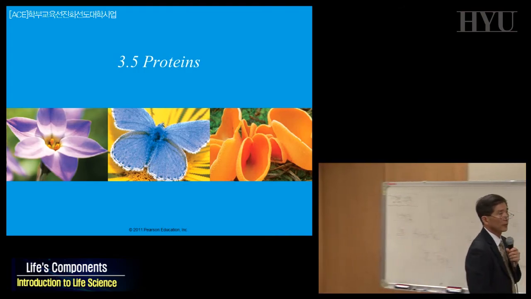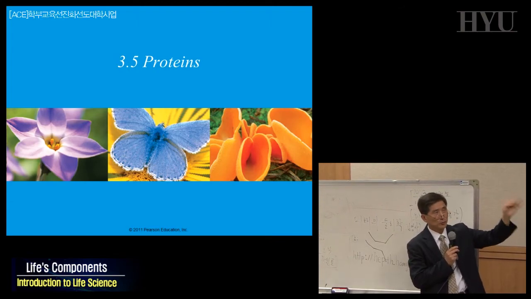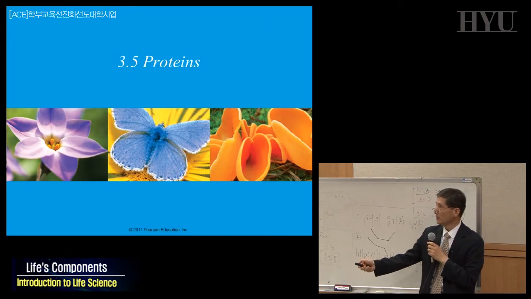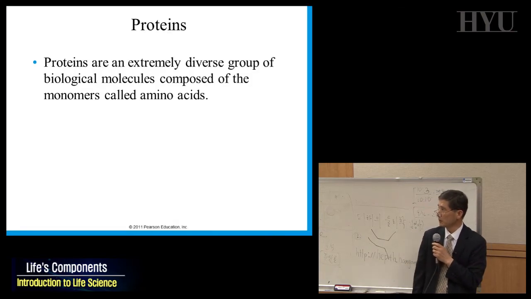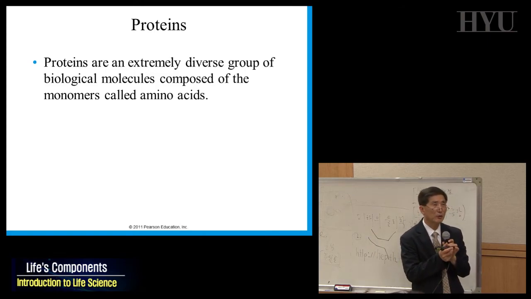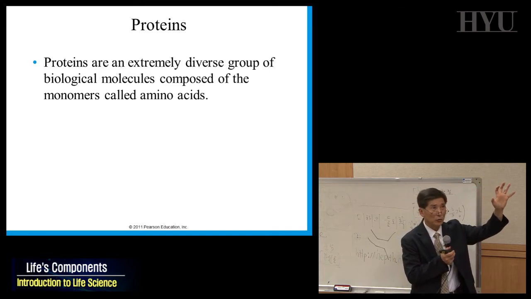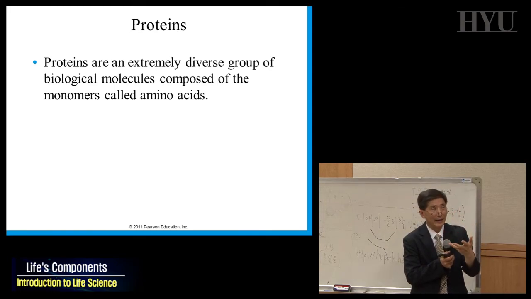Next one is protein, okay? So we did carbohydrate, lipid, protein. Those are 3 essential nutrients that we have to take, right? So proteins, 단백질, proteins, okay? Proteins are an extremely diverse group of biological molecules composed of monomer. What is the name of monomer? It consists of amino acid. Yes, amino acid. The question is, why do we call it amino acid? Because it has amine group as a functional group. At the same time, it has carboxyl group. That's why we call it acid.